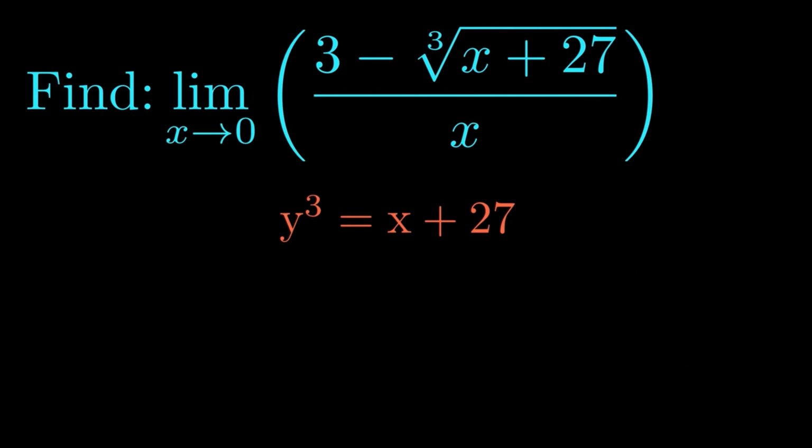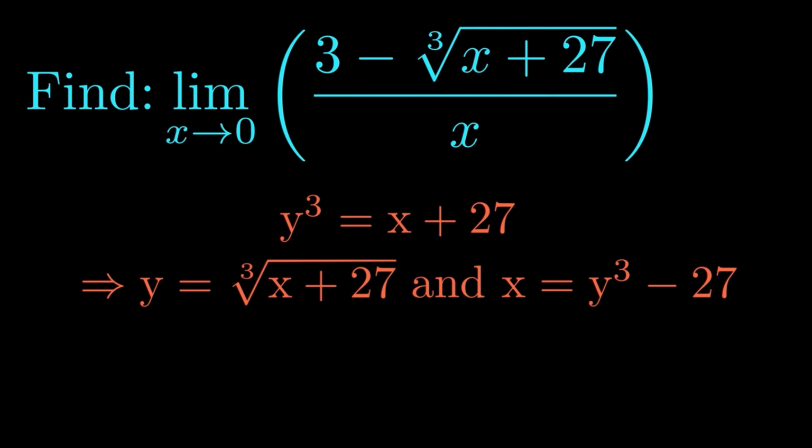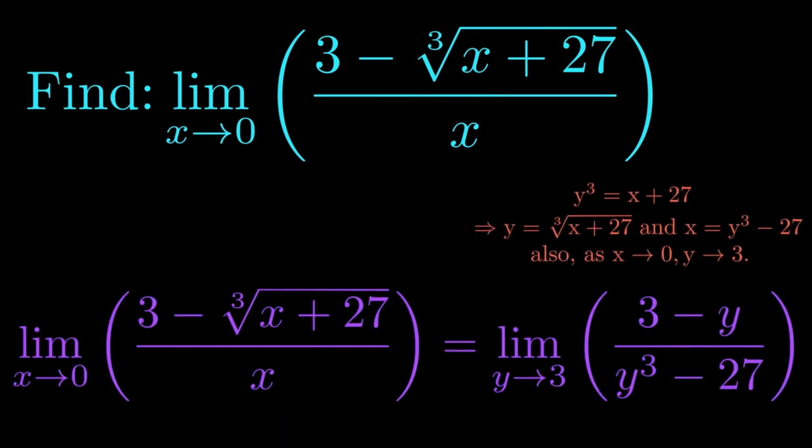So let's begin by setting y cubed to be equal to x plus 27. This implies that y is equal to the cube root of x plus 27 and that x is equal to y cubed minus 27. Also, as x goes to 0, y goes to 3. We need to incorporate this fact into what we're about to rewrite the limit as. So our limit becomes the limit as y approaches 3 of 3 minus y divided by y cubed minus 27.